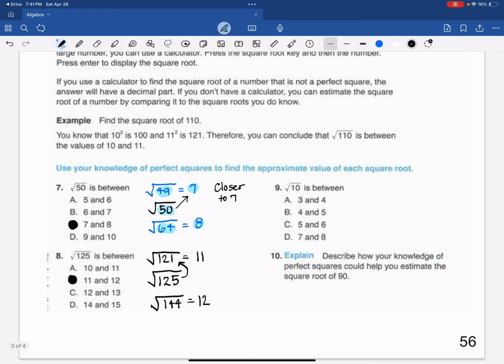The square root of 10. So let's get the one that's closest here and the closest here. I know the square root of 9 is 3, and the square root of 16 is 4. So between 3 and 4, and if you needed to know it, it would be closer to 9 than to 16. So it's going to be closer to 3.